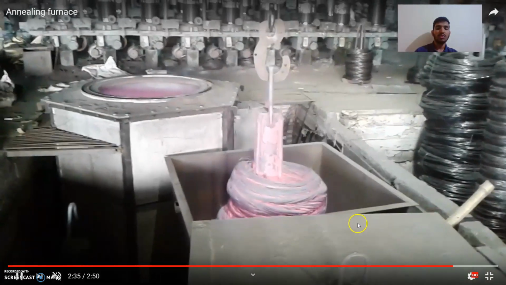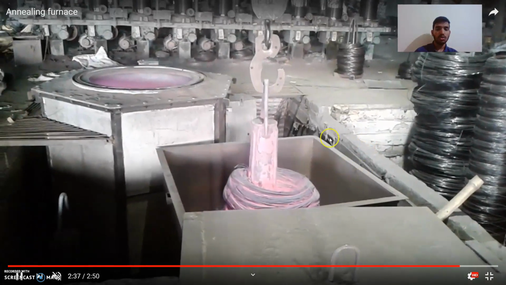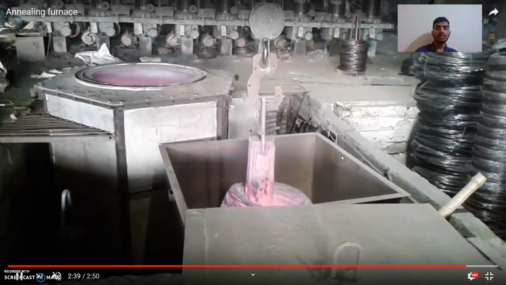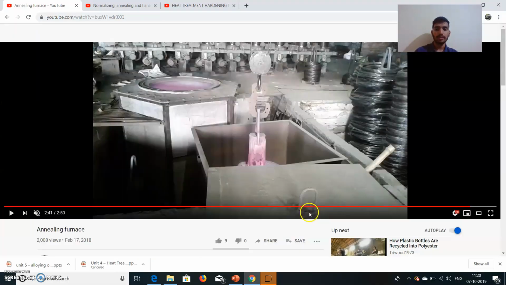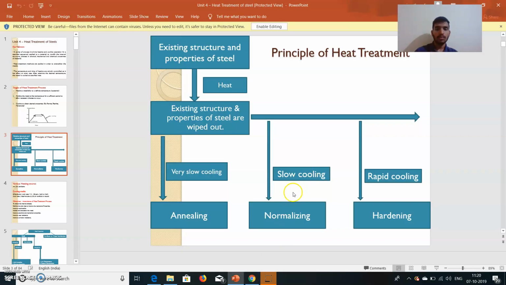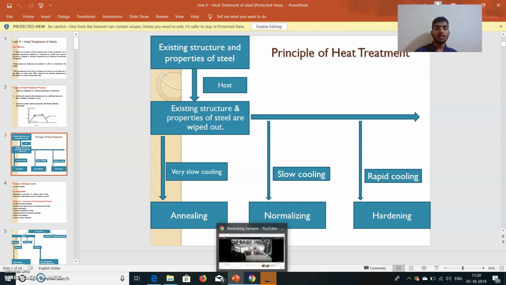After that, they will close this furnace box with this lid, and the cooling is done inside the furnace, and it takes a lot of time. And this is normalizing, and as I said, normalizing is a slow cooling process. It is directly exposing the metal to, I mean, air.